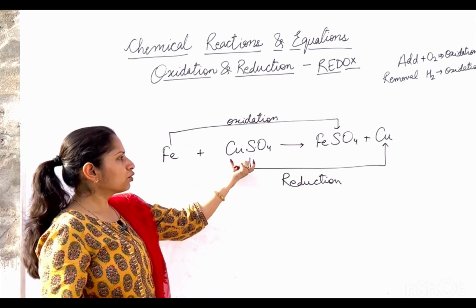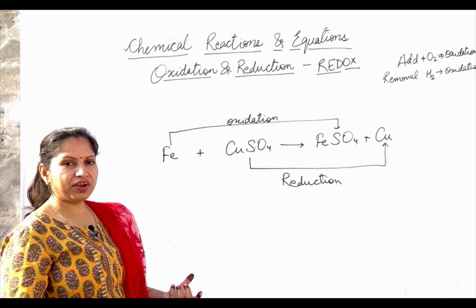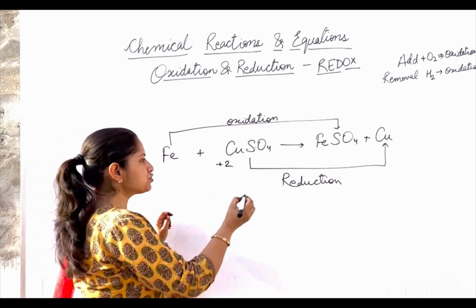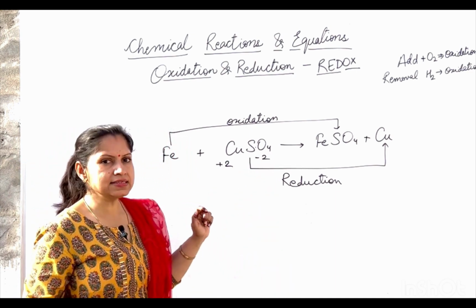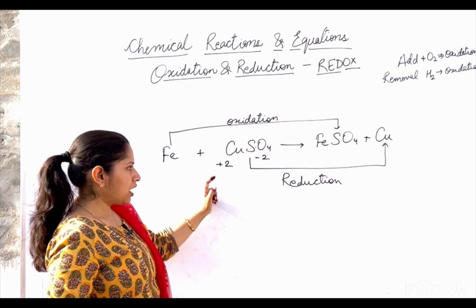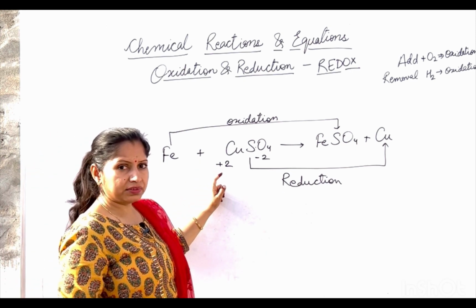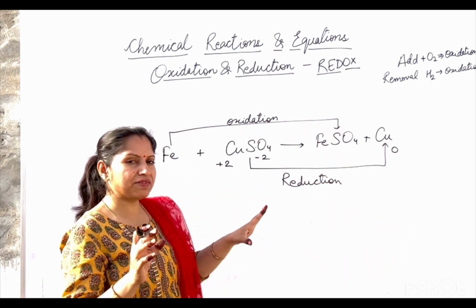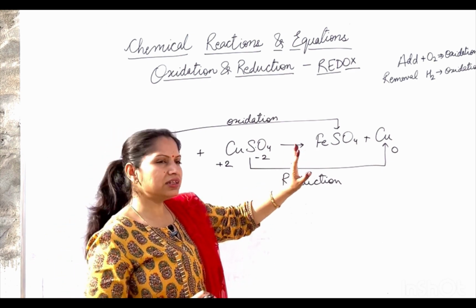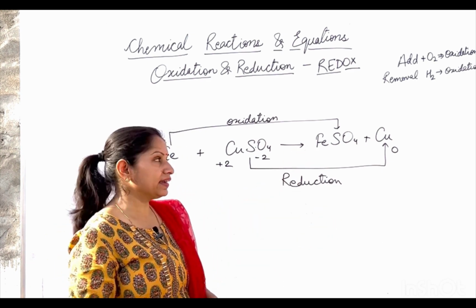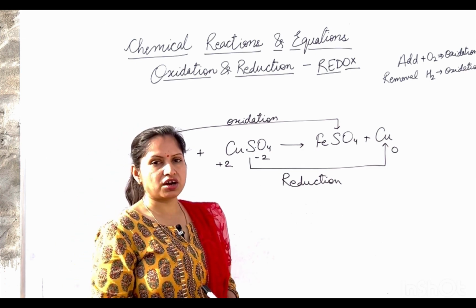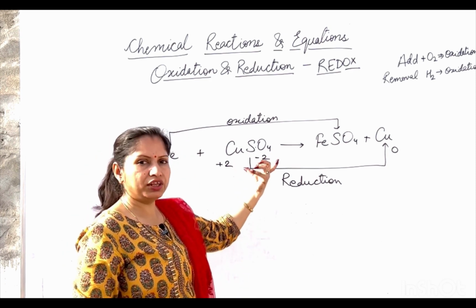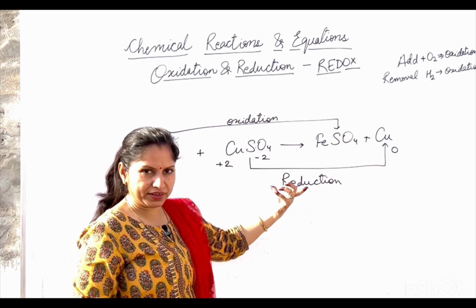Now here copper sulfate, you know that sulfate is -2 and copper is +2. Now here copper is 0. Copper is having a charge of 0 because neutral atoms, when they are in the elemental form, do not have any charge, neither positive nor negative. Whenever they form compounds or molecules, then they get positive and negative charge.